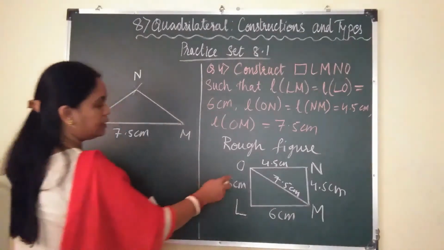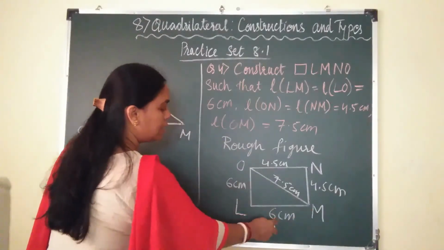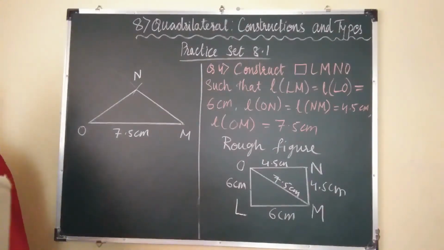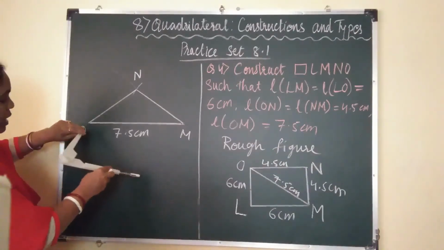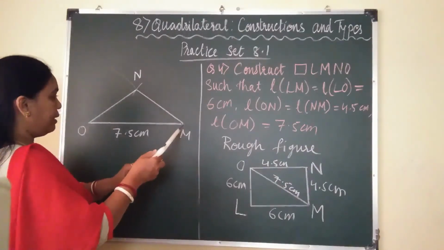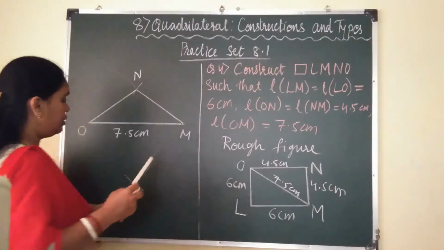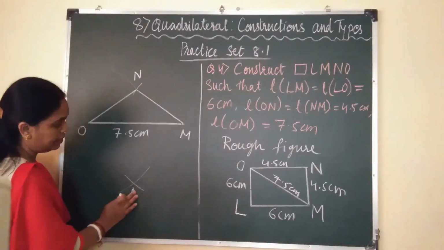Then next is segment OL is 6 and segment ML is 6. So I can take with the help of my scale on the rounder, I will take 6 centimeters. From point O, draw the arc of 6 centimeters. From point M, draw the arc of 6 centimeters. Okay, where the two arcs are intersecting, that is point L.